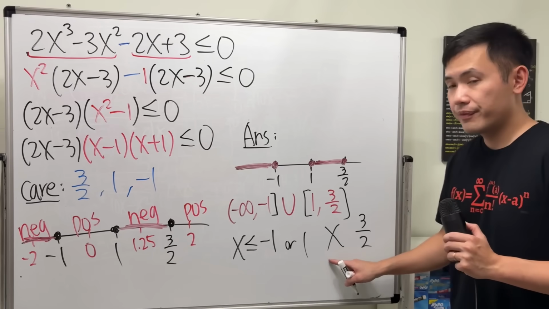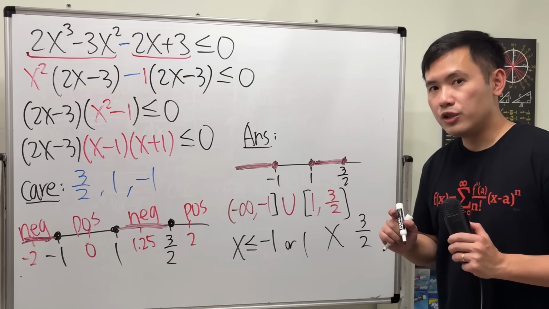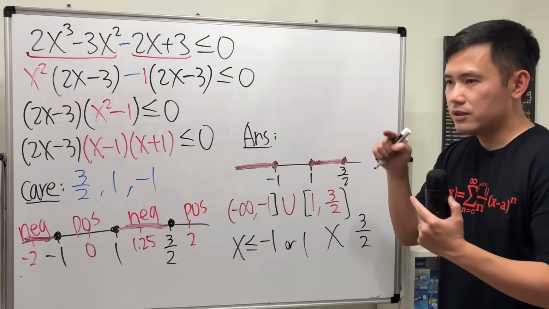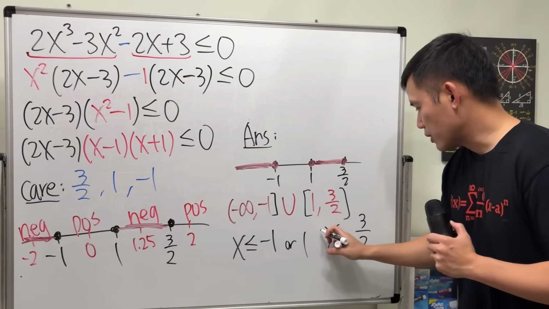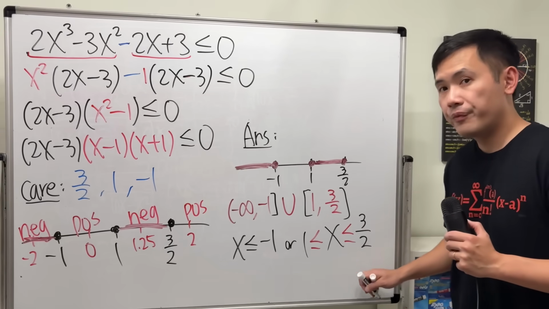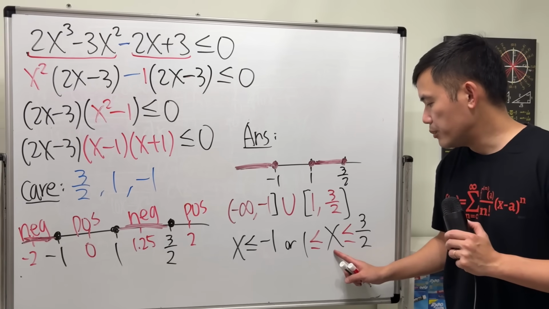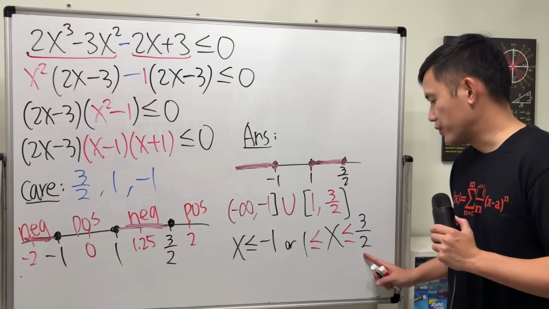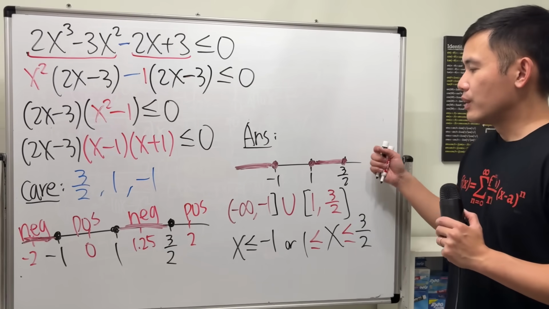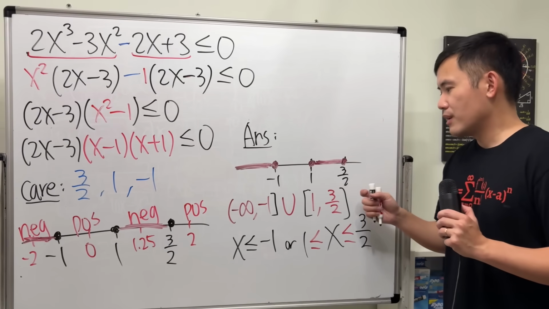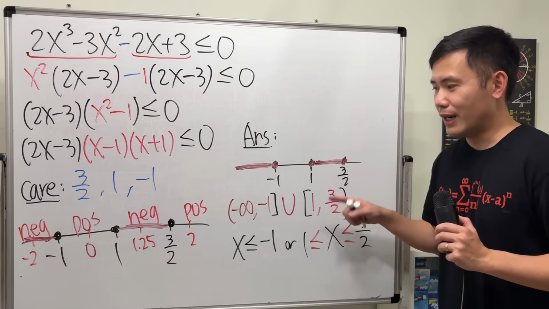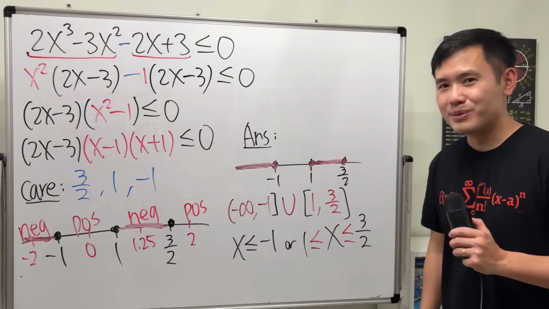Right here, it might be a little bit trickier. You have to make sure that the pointing thing is always pointing to the smaller number. So it goes like this: less than or equal to, less than or equal to. This shows x is in between 1 and 3/2, including 1 and including 3/2. So, graph, interval notation, inequality. Let me know which one is the one that you have to answer. Hope this helps. That's it.